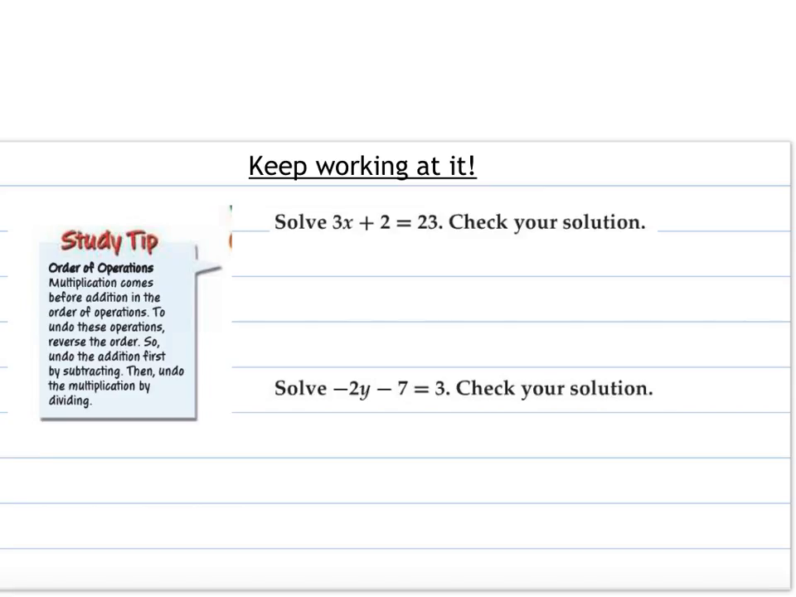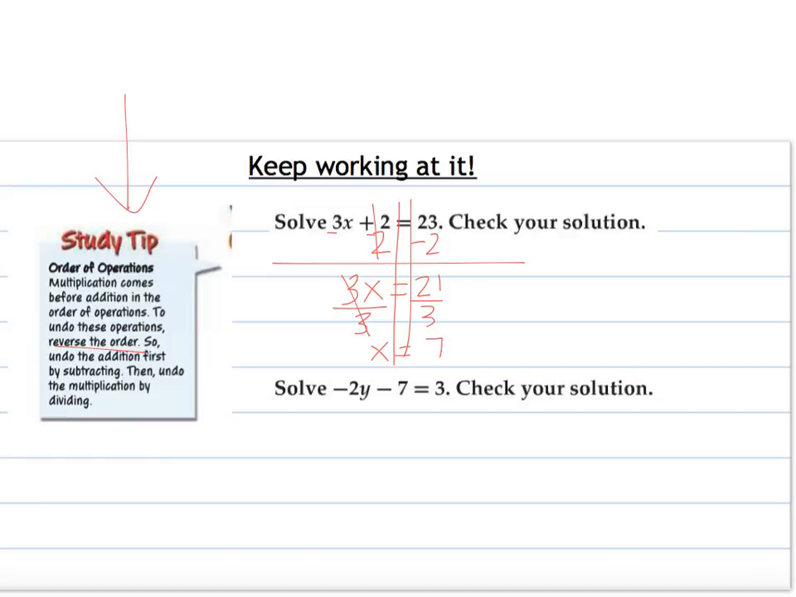Keep working at it. So again, remember, study tip, order of operations. You go forward when you plug it in, so you work backwards to solve, reverse order. So your train tracks, x was multiplied by 3, then added 2, so I subtract 2. Before the 2 was added, I had 3x equals 21. Divide by 3, x equals 7. Plug it in to check. 3 times 7 plus 2 should equal 23. 21 plus 2 should equal 23. And 23 does equal 23. 7 worked.